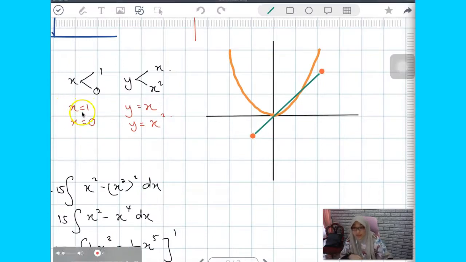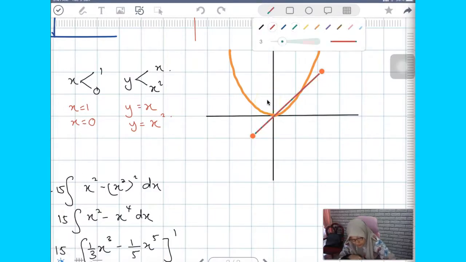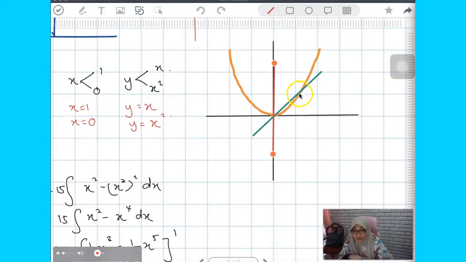What else? x equal to 0. So now you know x equal to 0 is the y-axis. Okay, I should draw it as well. Okay, so this is supposed to be green. Okay, and then I have another one. This one. That is x equal to 0 and x equal to 1. So x equal to 1.